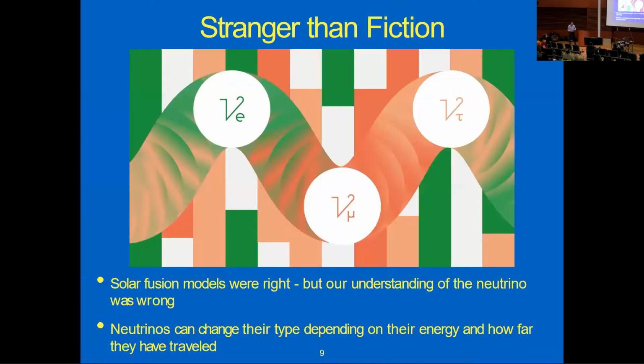Well, in a case of life being stranger than fiction, it turns out that the solar fusion models were right, but our understanding of the neutrino was just plain wrong. And what happens with neutrinos is that they do this really weird thing. They can change their type depending on how much energy the neutrino has and how far the neutrino has traveled since the point of its production.